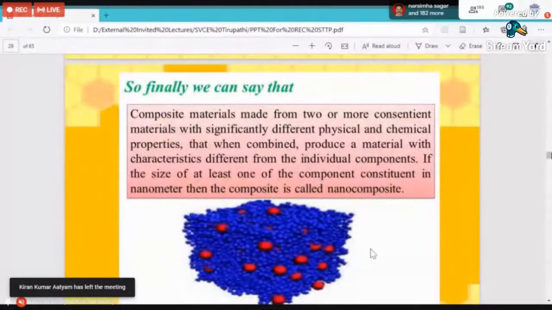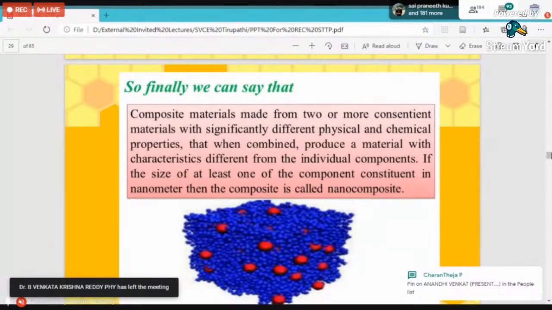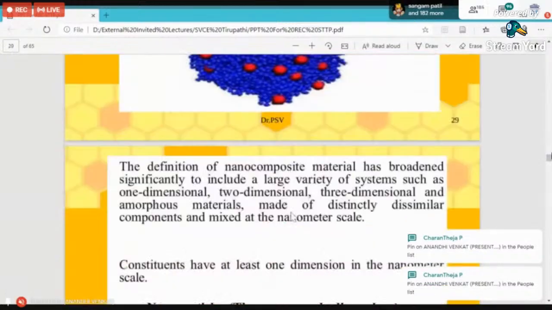Now you can say composite materials are made of two or more constituent materials with significantly different physical and chemical properties, whereas for nanocomposites, at least one of the constituents must be of nanoparticle size, then only you can make a nanocomposite. Either you will have a polymer or binder as a macro, and the particle infused inside this binder should have the nano size. That is important.